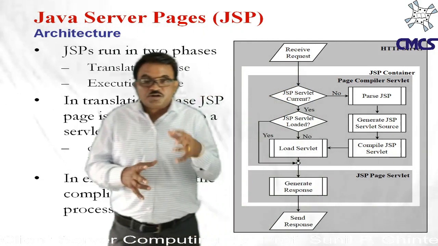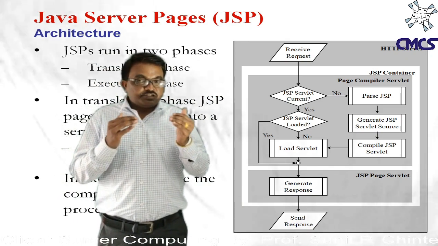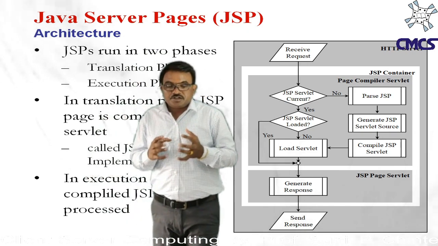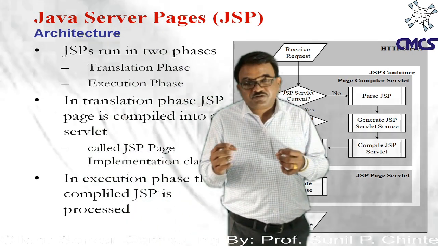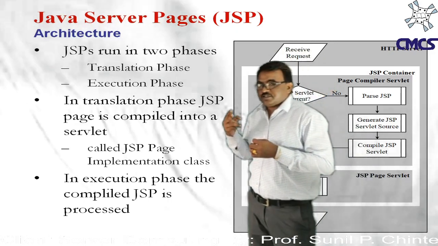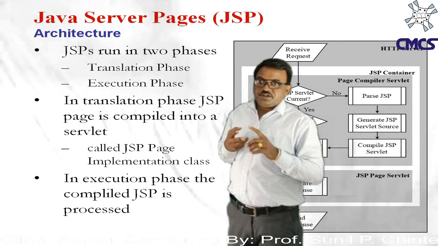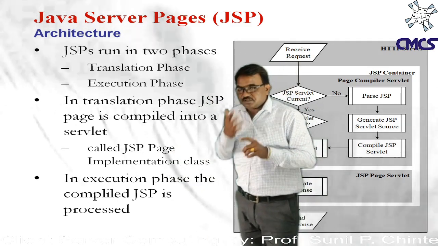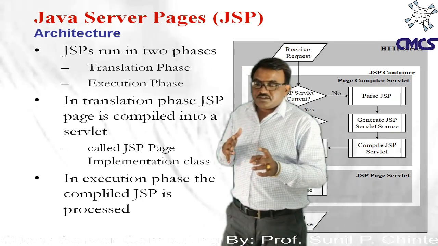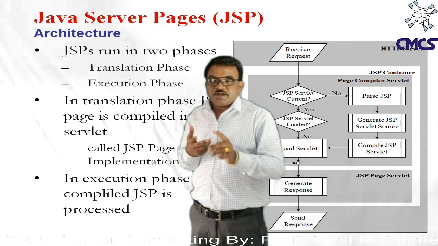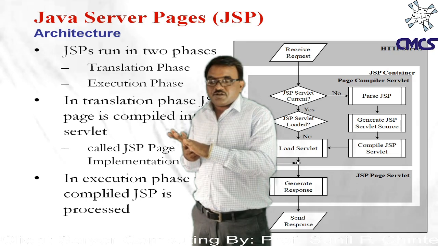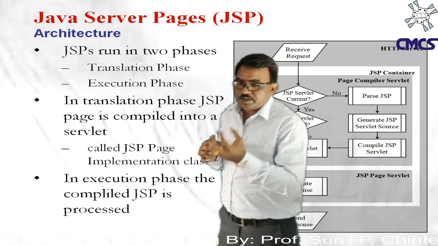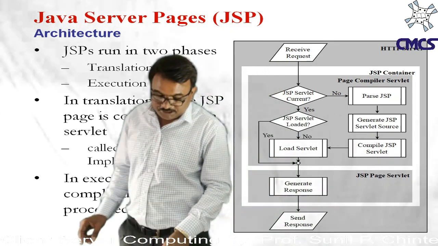So this is the overall architecture of how a Java Server Page executes or runs. JSP runs in two phases. The first is the translation phase and the second is the execution phase. In the translation phase, the JSP page is compiled into a servlet, and then after that the compiled JSP page is processed to generate the response.